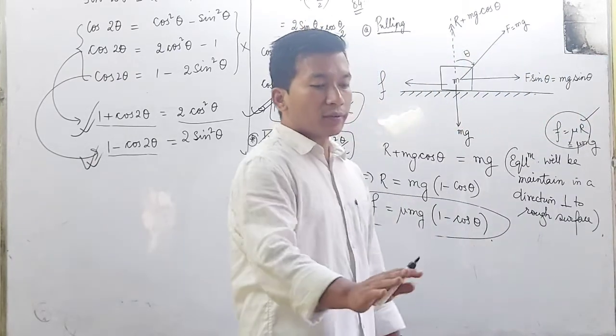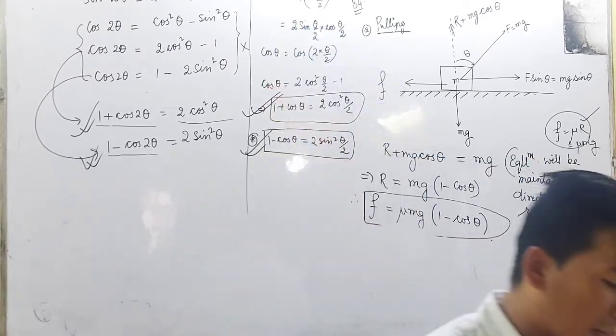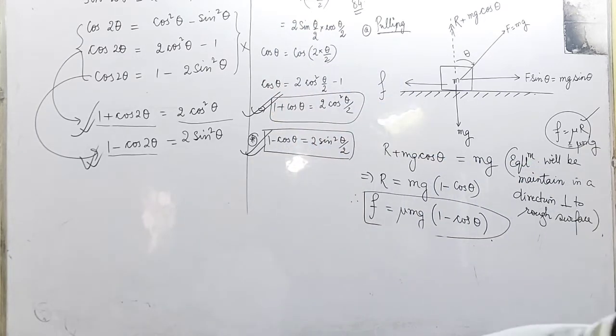Now let us look at the question. What is the condition? A block of mass small m rests on a rough horizontal surface as shown in figures A and B. The coefficient of friction between the block and the surface is mu. A force F equal to mg acts at an angle theta with the vertical side of the block. We have to find out the condition for which the block will move along the surface.